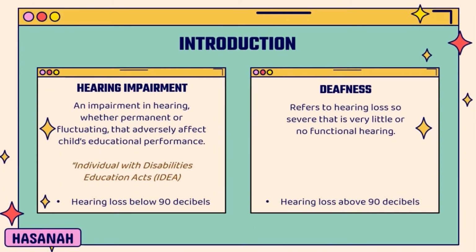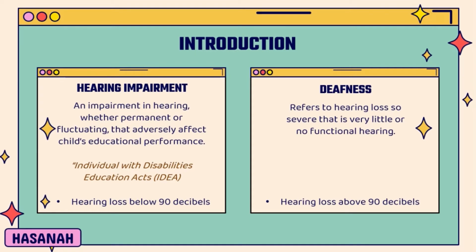In the introduction, there are two terms that are always used for hearing disabilities, which are hearing impairment and also deafness. The definition of hearing impairment, as defined by the Individuals with Disabilities Education Act or IDEA, is that hearing impairment is an impairment in hearing, whether permanent or fluctuating, that adversely affects a child's educational performance.